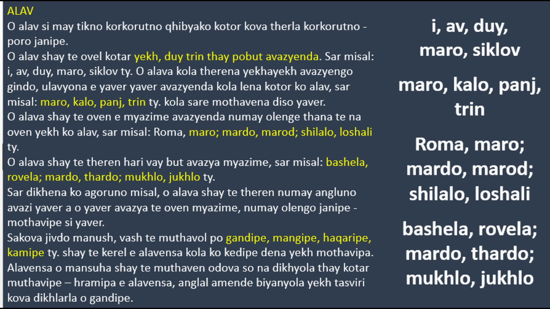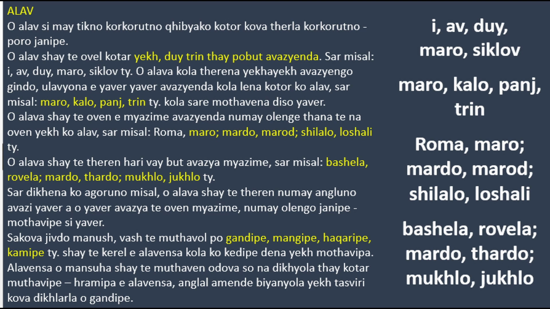Words can consist of 1, 2, 3 or more letters or speech sounds. For example, I, av, come, dui, tu, maro, bread, seklov, teach, etc. Words that have the same number of speech sounds are distinguished from other words through speech sounds in particular words. For example, maro, bread, kalo, black, panj, 5, trin, 3, etc., which all express something totally different.